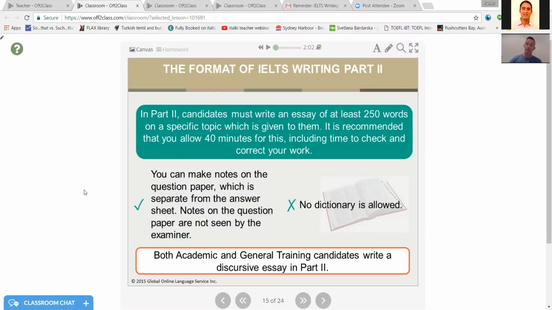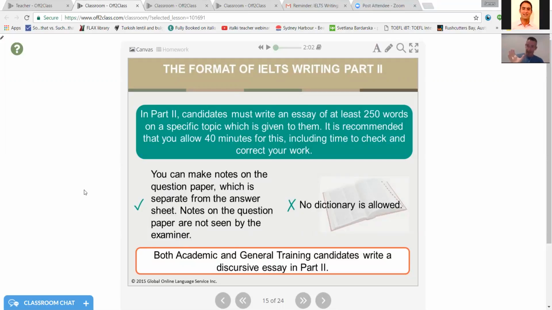So you have twice as many points to gain on this section of the exam. So theoretically, the student should give twice as much time to it. And this, unlike the reading portion, where you're able to transfer your answers and you get an extra 10 minutes for that, obviously you don't get any of that in writing.